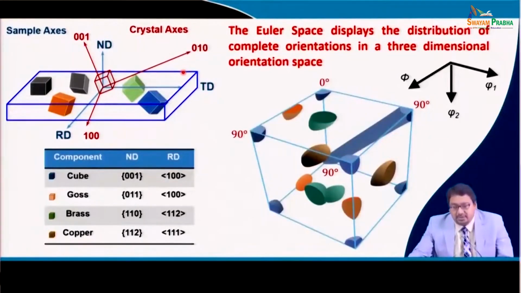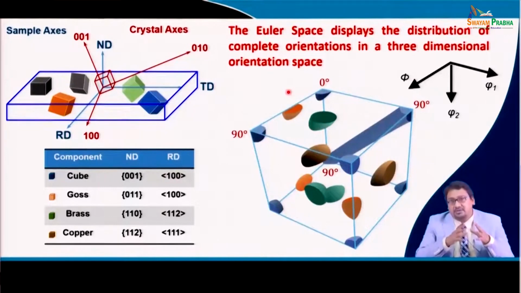So, the Euler angles can be used to produce an Euler space. You see I have shown a schematic of an Euler space with phi 1, phi and phi 2 like this. So, it is a space like this, as it is a cubic crystal, and we are working on the cubic crystal for demonstration this time.